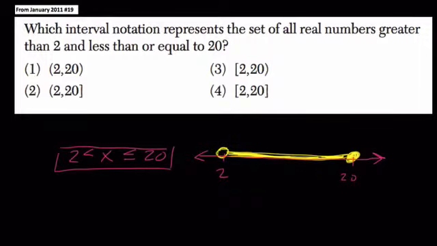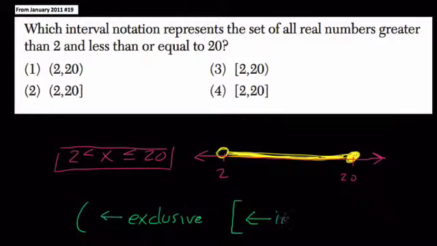Also, we use these bracket notations. Now, the curved bracket means exclude, or exclusive. Do not include the endpoint that you're looking at. Whereas this bracket, the bucket bracket, means include.